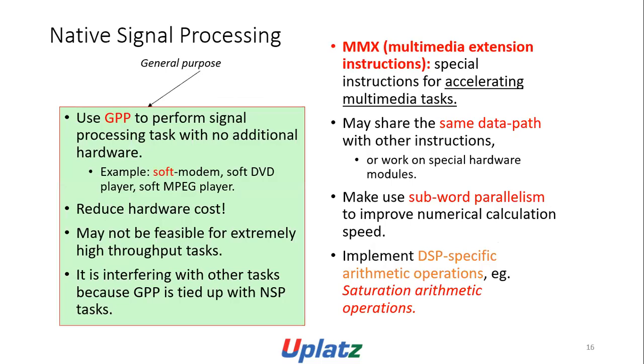Native signal processing: use general purpose processors, GPP, to perform signal processing tasks with no additional hardware. Examples: soft modem, soft DVD player, soft MPEG player. It reduces hardware cost, but may not be feasible for extreme throughput tasks. It also interferes with other tasks because the GPP is tied up with NSP tasks.